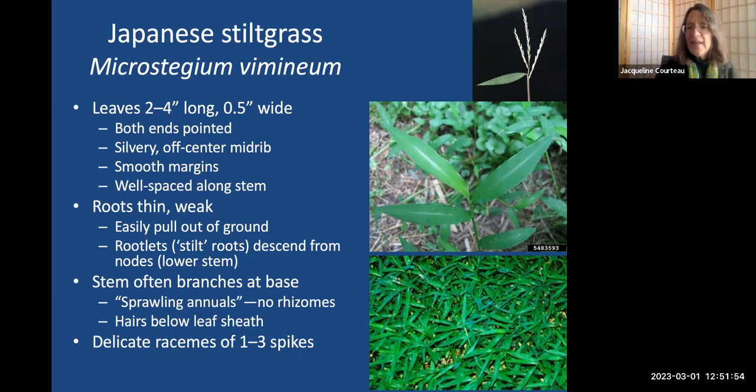So the best way to compare this to other possibly native grasses is to just pull one out. There are rootlets or stilt roots descending from the lower nodes, and sometimes the plant's very floppy, it flops over and sprawls and will root in like that. So it's considered a sprawling annual. Again, when you pull out that root, no rhizomes. And there are sometimes some hairs right below the leaf sheath. It has a delicate raceme of 1 to 3 spikes.